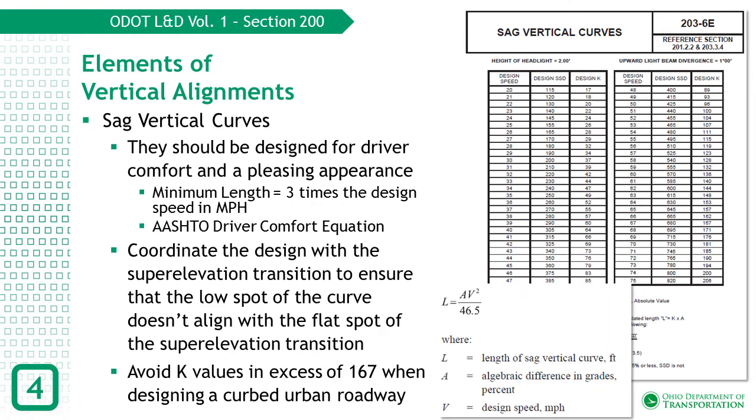Stopping sight distance is not a controlling criterion for sag curves, but designers should strive to provide driver comfort as a desirable minimum length. AASHTO has an equation that defines the length needed for driver comfort for sag curves, shown here on the right side. The length of curve is equal to A times V squared divided by 46.5. A second check is that the sag vertical curve should be at least 3 times the design speed in miles per hour, like what is done for crest curves.